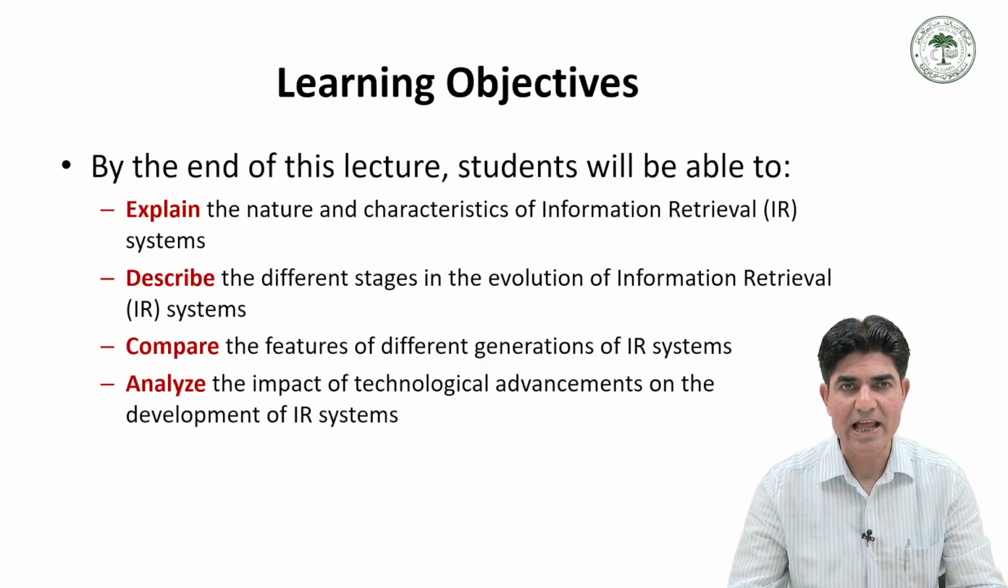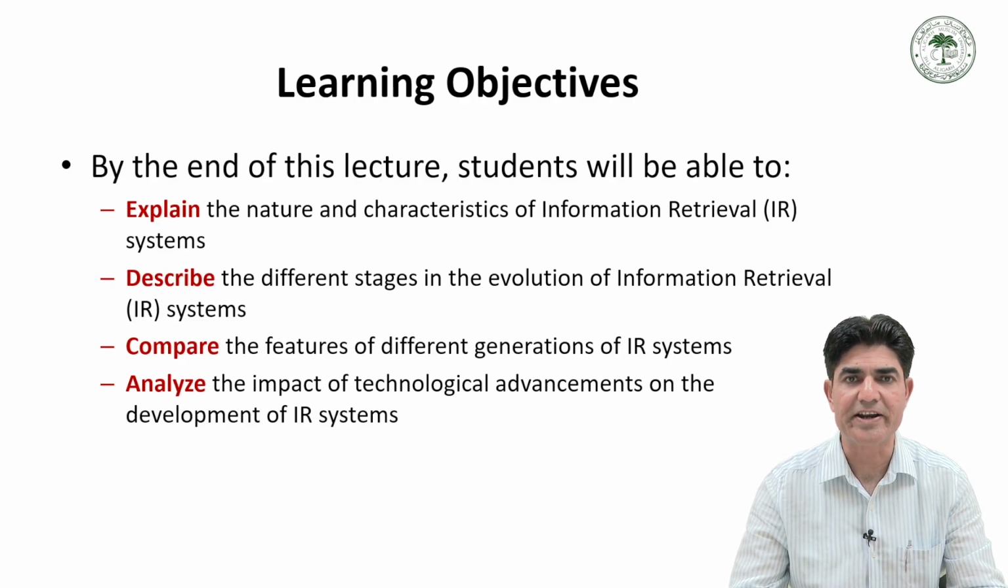So by the end of this lecture, a student will be able to explain the nature and characteristic of information retrieval system. They will be able to describe different stages in the evolution of information retrieval system. They will be able to compare the features of different generation of information retrieval system, and finally they can analyze the impact of technological development on the development of information retrieval system.